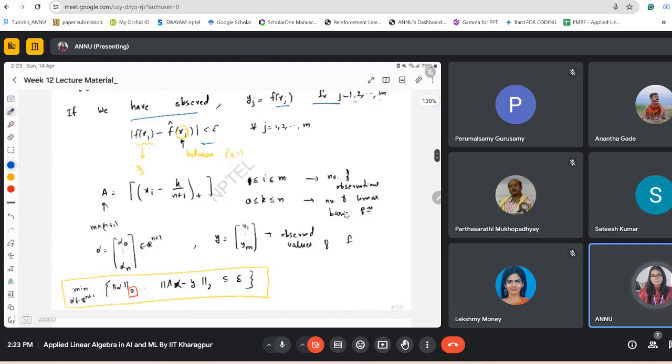So how will you do that? One of the ways is to use the one norm. So what is the difference between the one norm and the two norm? What is the difference between one norm and two norm? Anyone?